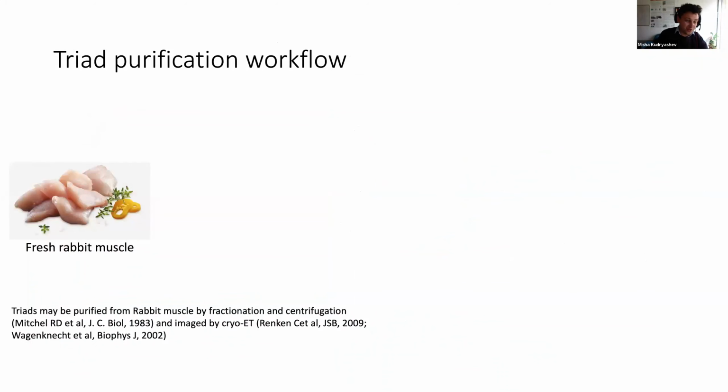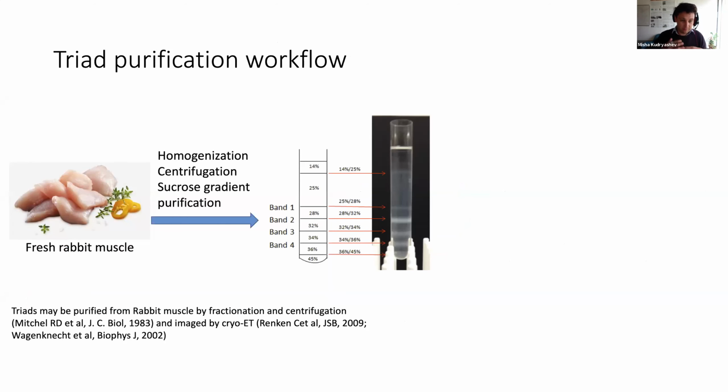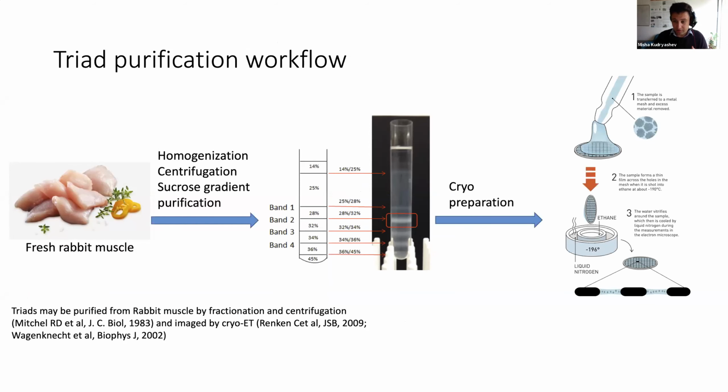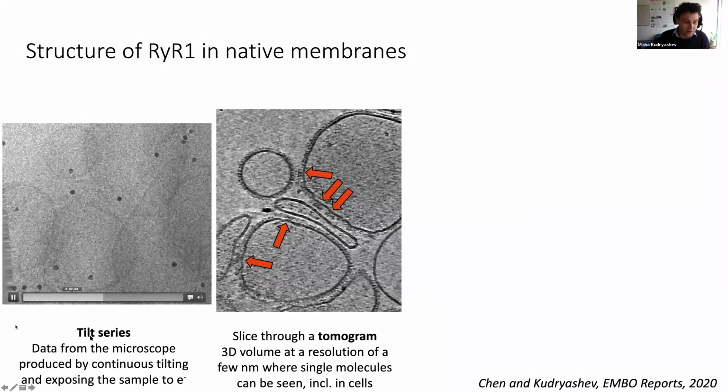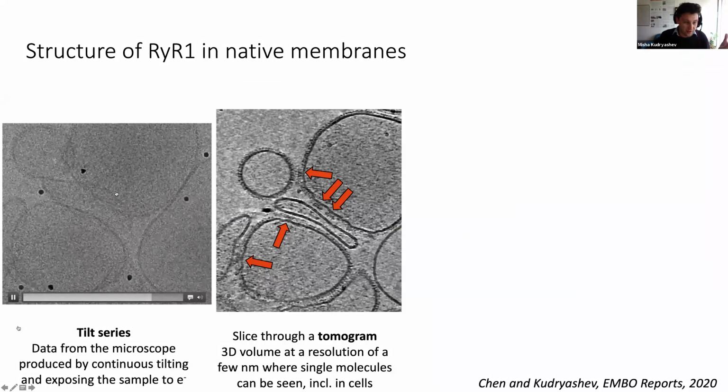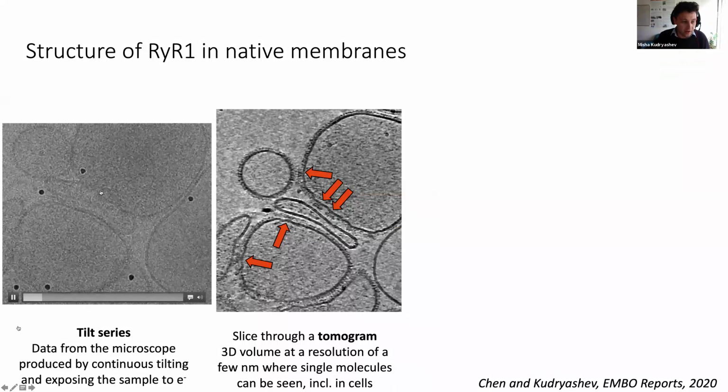For this, we decided to take a rather old protocol, actually, and we take fresh rabbit muscle, and with a rather simple biochemical procedure, we homogenize and make rounds of centrifugation and two sucrose gradients. After this, one of the fractions goes directly to the EM grid, and we can image it in a cryo-electron microscope. So this is a tomogram, a tilt series where we tilt around the tilt axis, and we see essentially vesicles and gold beads.